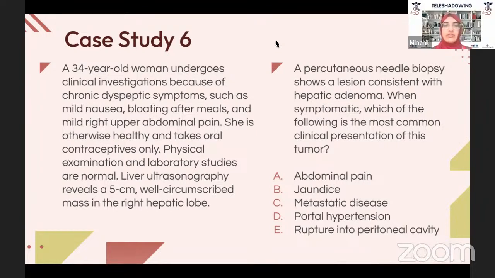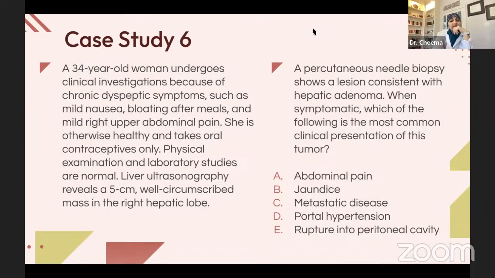Liver ultrasonography reveals a 5-centimeter well-circumscribed mass in the right hepatic lobe. A percutaneous needle biopsy shows a lesion consistent with hepatic adenoma. When symptomatic, which of the following is the most common clinical presentation of this tumor? A, abdominal pain. B, jaundice. C, metastatic disease. D, portal hypertension. E, rupture into peritoneal cavity.